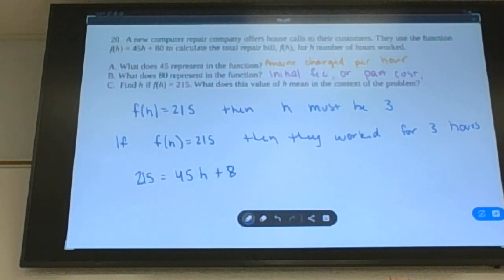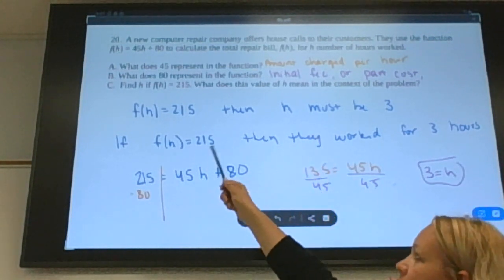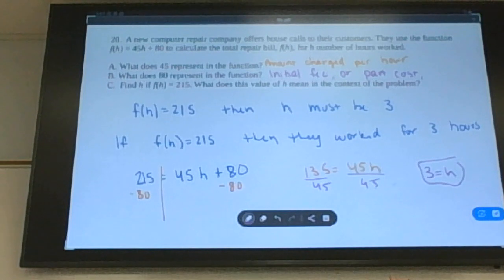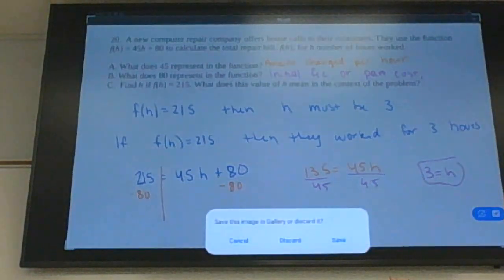And then 135. And then you divide? Did you write it or did you just do that in your calculator? So f of h, you take the f of h out and you put 215 in and then you can solve it. All right, good job.